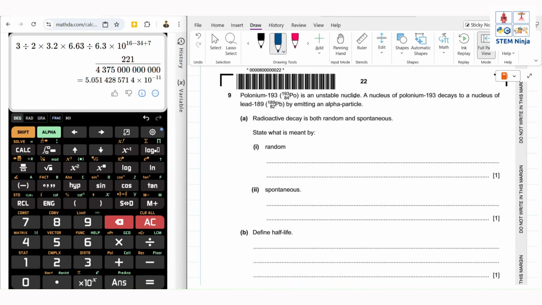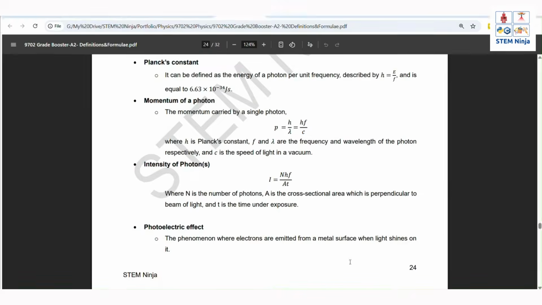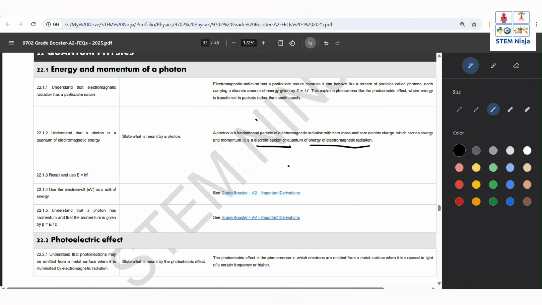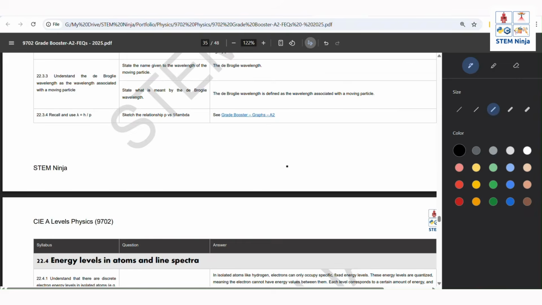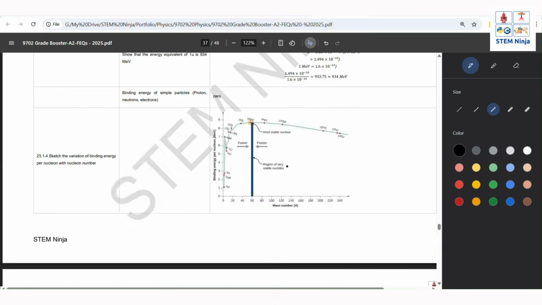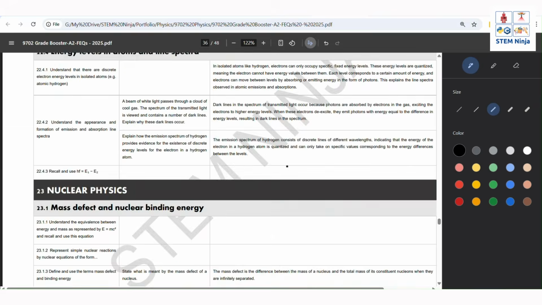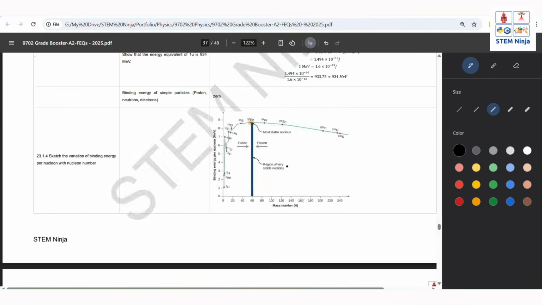Polonium is an unstable nuclide. A nucleus of polonium-193 decays to a nucleus of lead by emitting an alpha particle. Radioactive decay is both random and spontaneous. State what is meant by random and spontaneous. And then we have half-life. Okay. Random and spontaneous is something that comes very frequently, and as you can see over here, we will show you.